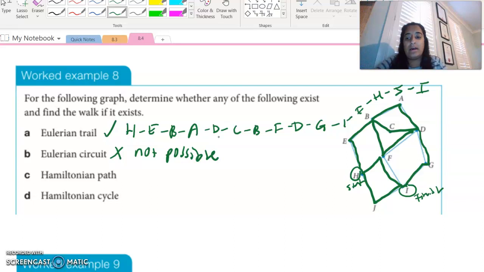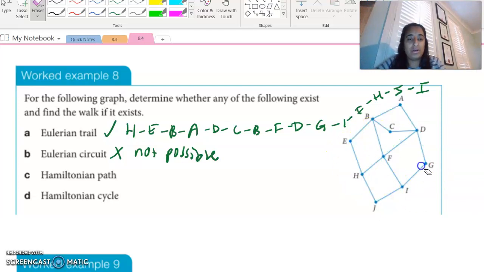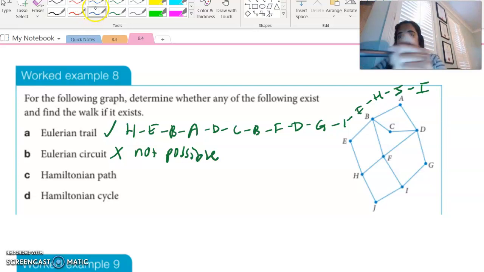Okay, let's go to part C, and I'm going to get rid of my scribbles now because for Hamiltonian we have to focus on the vertices. Let's do this one in blue. A Hamiltonian path basically has to cover each vertex only once, and again we're going to use trial and error to figure out whether a path like this exists. And so you're basically going to see if we can cover each vertex only once.